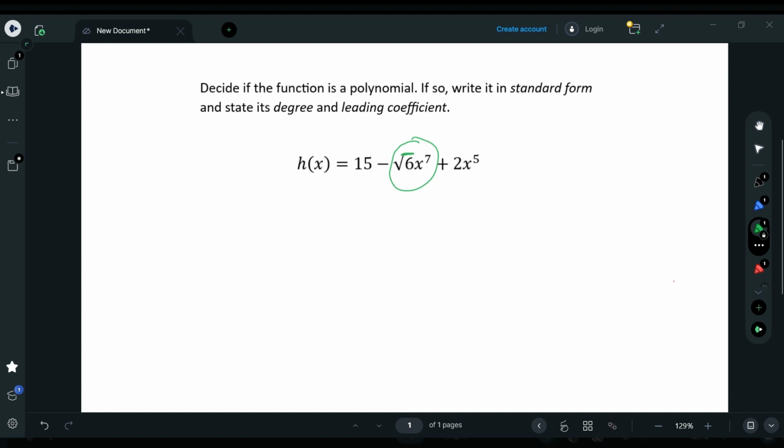Now, if, however, the root of that square root was hanging over the x, that would mean the x is on the inside, and we would say, no, it's not a polynomial. However, that's not the case, so we're all good here. We're going to say, yes, it's a polynomial.